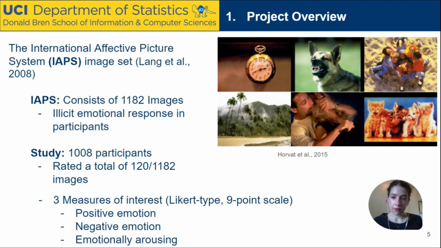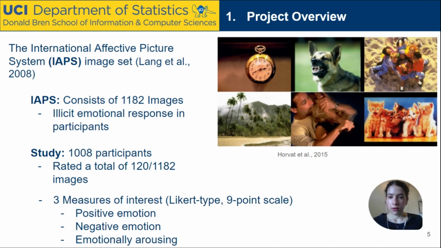So if you were an individual in the study, you would, for instance, be shown one image at a time, and then be asked to give 3 measurements, all on a Likert scale, where the Likert is an agreement scale, where 1 would be strongly disagree, 9 strongly agree, and 5 is a neutral or indifferent score. And you would put down a response for how positive, negative, and emotionally arousing you found the image.